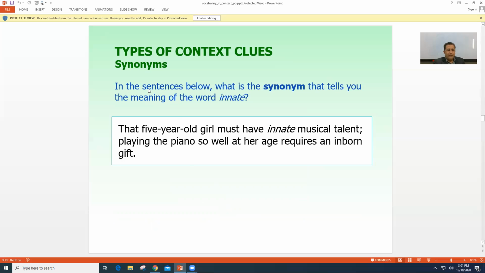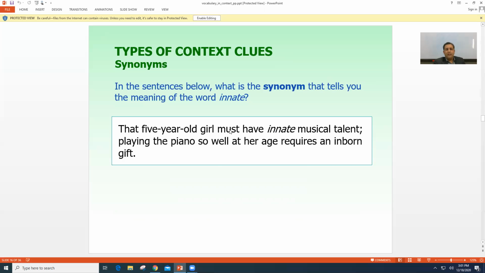Now, let's have some examples. In the sentences below, what is the synonym that tells you the meaning of the word innate? That 5-year-old girl must have innate musical talent. Playing the piano so well at her age requires an inborn gift. Now, can you figure out the synonym which is used for innate here?